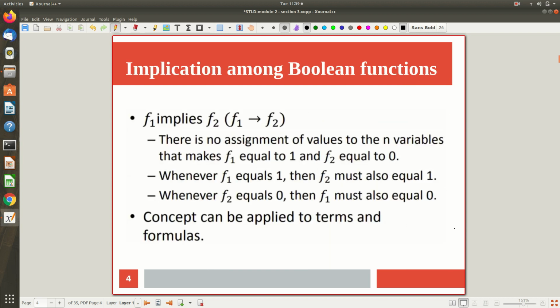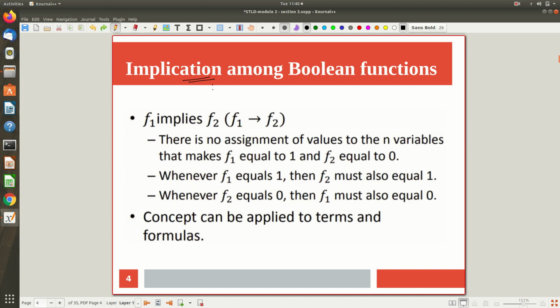Fine. Now what else? This is another concept. I already told you some miscellaneous concepts we will discuss here, but this will help you in understanding the future videos, future lectures. So that is why: implication among Boolean functions. What is implication? In propositional logic you studied this implication. You know the meaning. I have propositional variables p and q.